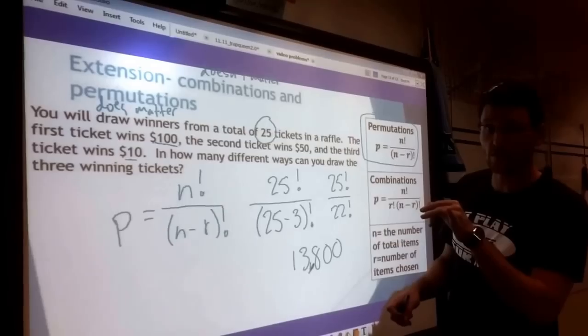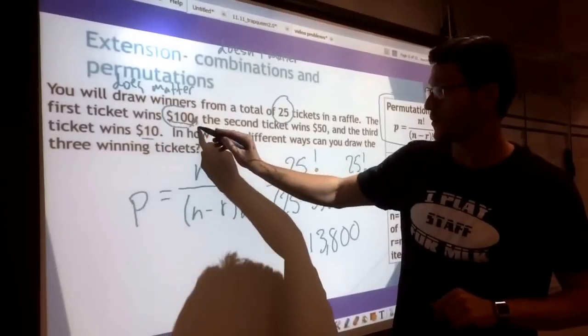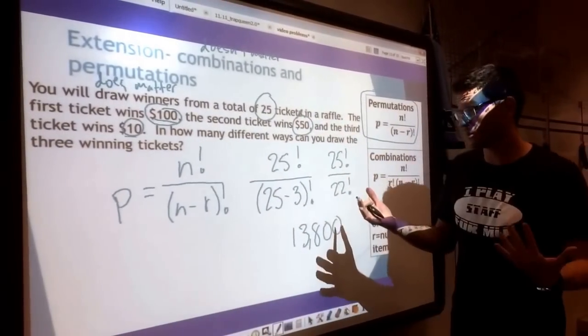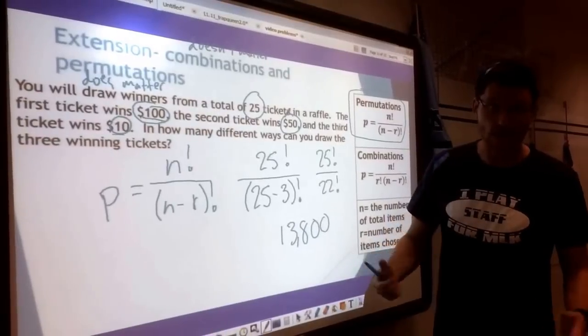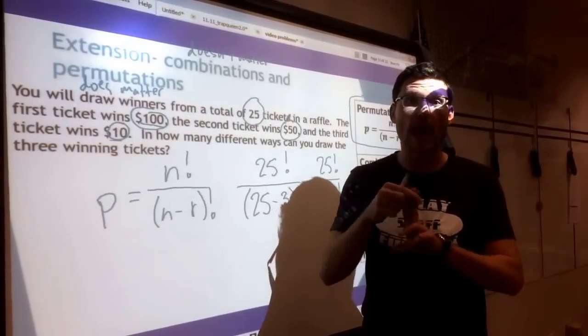And one quick thing before we move on here, there are a couple pieces of information. Did we use this $100, $10, or $50? Did we use those numbers in our calculations? We didn't, okay? So you need to think real hard. The only things we need here are the total and how many we select.